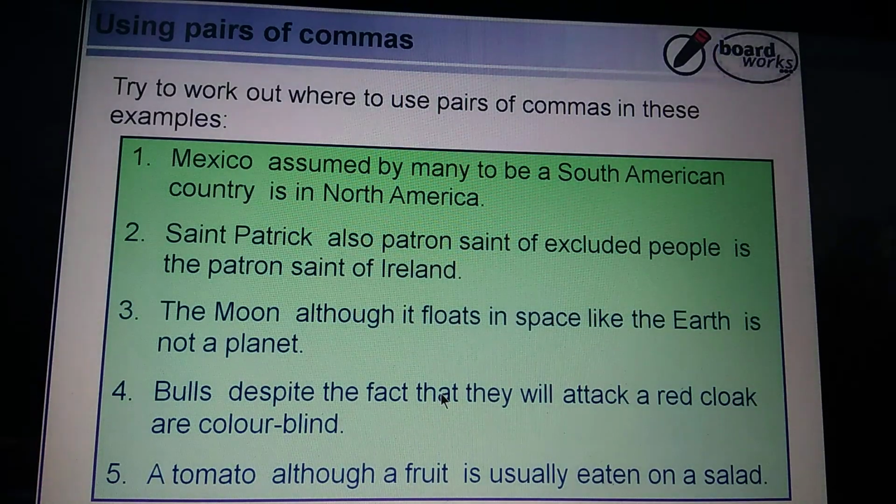So here are some examples of the use of commas in that way. In the first sentence, Mexico, assumed by many, you use a comma here and here. In the second one, over here and just after people. In the third one, here and here. In the fourth one, after bulls and after clock. In the last one, after tomato and after fruit.